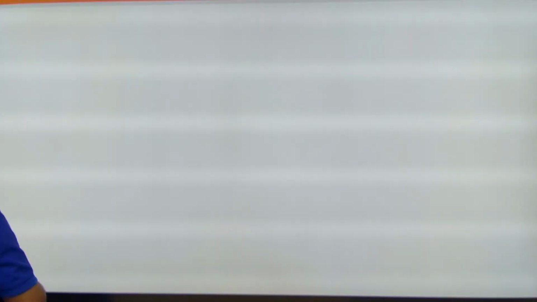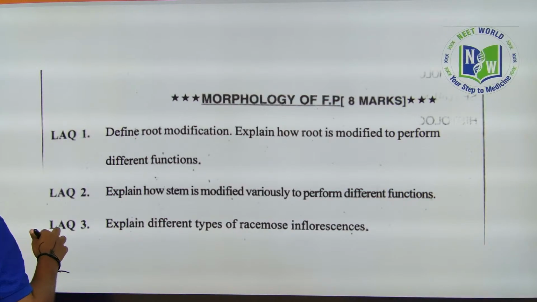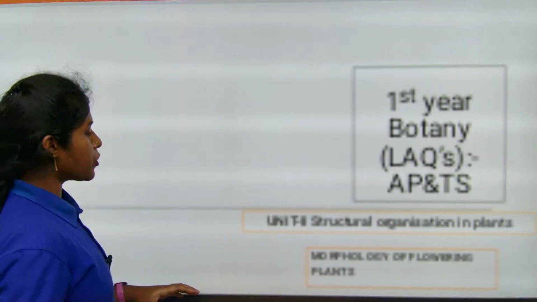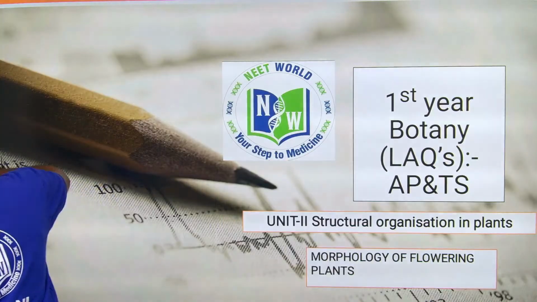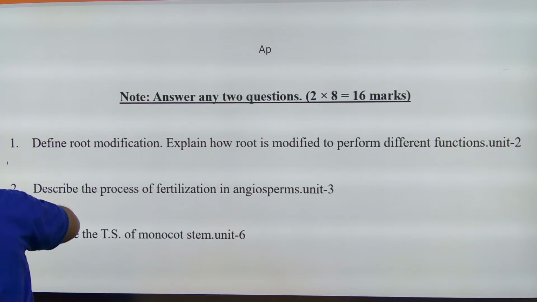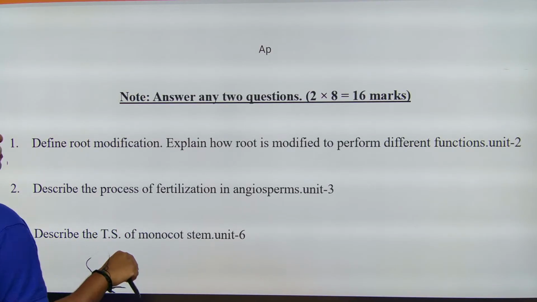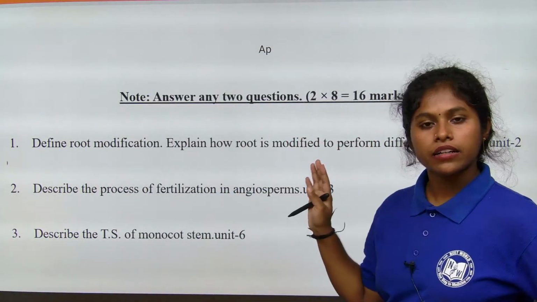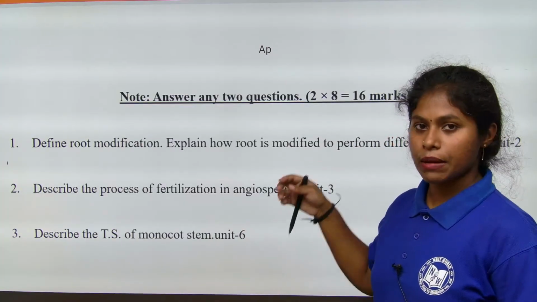Coming to today's session, we are going to discuss the long answer type questions from the chapter Morphology of Flowering Plants. There are 3 main units, 3 main lessons, we have to focus on for the 8 marks question. Let's see which 8 marks questions we are going to focus on. One minute. These are the previous questions of AP from Morphology of Flowering Plants. The first essay is from that unit. Today we are going to discuss that topic only.